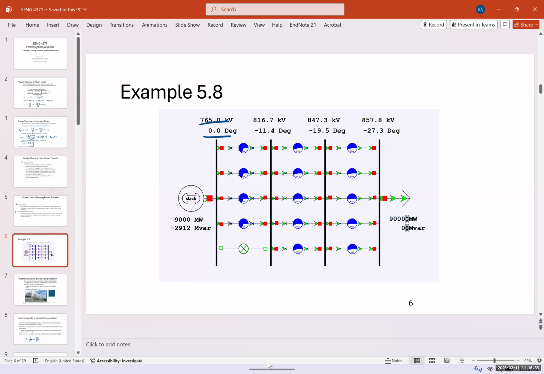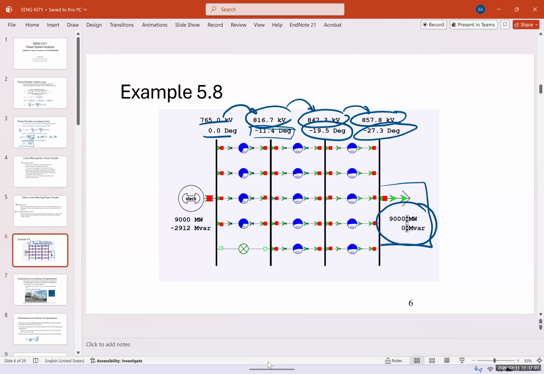But after the first transformer, for example, that increases to 816, and we have a negative 11.4 degree angle. In the next, the voltage increases to 847, and the angle is negative 19.5 degrees. And finally, it's 857 with an angle of negative 27.3 degrees. Now, you can see here that at the load, the power is 9,000 megawatts, and the reactive power is 0 megavolt amp reactive.